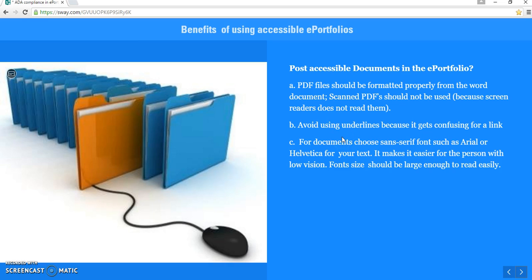Then we have to avoid underlines. A lot of the time it confuses students when they see an underline under the text. They think it's a link. Another thing is what kind of fonts we should be using. Sans serif fonts such as Arial and Helvetica are the most accessible fonts. And keep in mind that not everybody is visually impaired. Some people have low vision, so for them a bigger font size is very helpful.